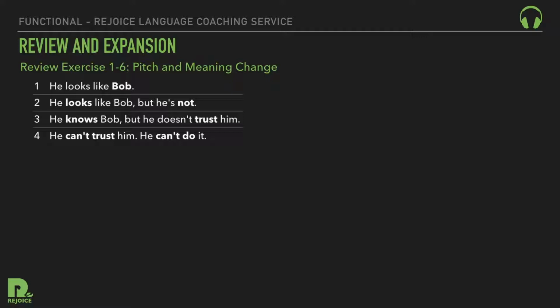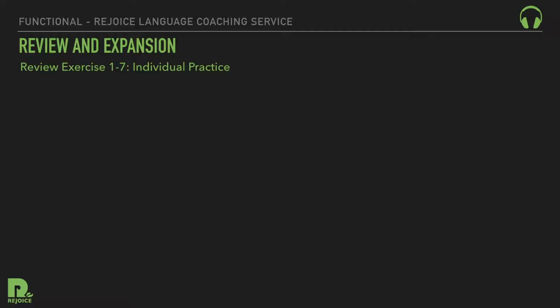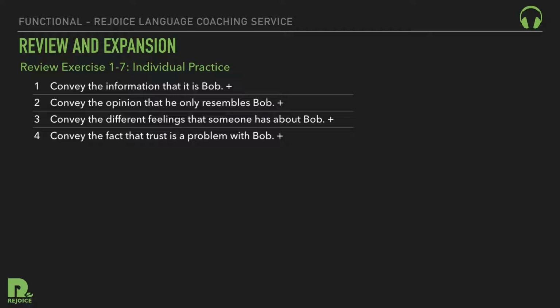Review Exercise 1-7, Individual Practice. 1. Convey the information that it is Bob. He looks like Bob. 2. Convey the opinion that he only resembles Bob. He looks like Bob, but he's not. 3. Convey the different feelings that someone has about Bob. He knows Bob, but he doesn't trust him. 4. Convey the fact that trust is a problem with Bob. He can't trust him.